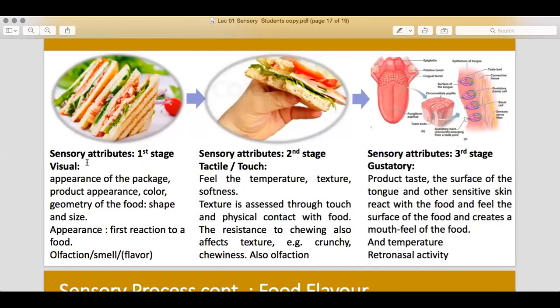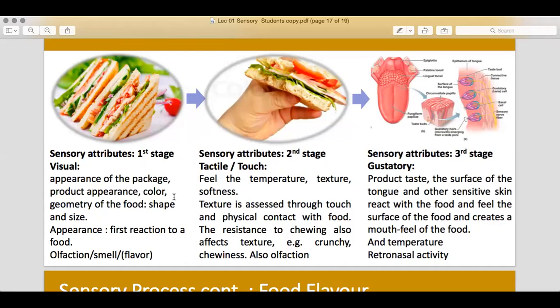Right. The first stage is the visual part. The second stage, tactile and touch part. The third stage is the gustatory one. So you all are familiar with all these new words now. The first stage, visual. Then what happened? The food is outside. It is on your plate, on your dining table. You are sitting close to the food, but you have not yet started to consume.